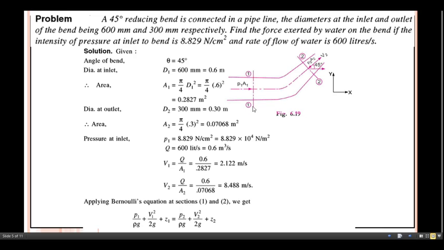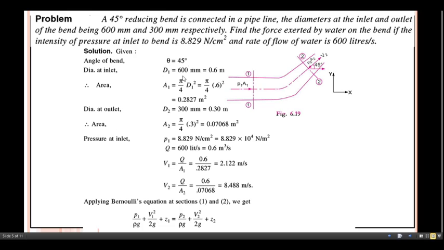Then consider this is nothing but section 1, and this is section 2. Corresponding to section number 1, pressure, area, and velocity with us are P1, A1, V1, etc. At the same time, corresponding to section number 2, we have to consider V2, P2, and A2. Now say the angle of bend with us is 45 degrees.